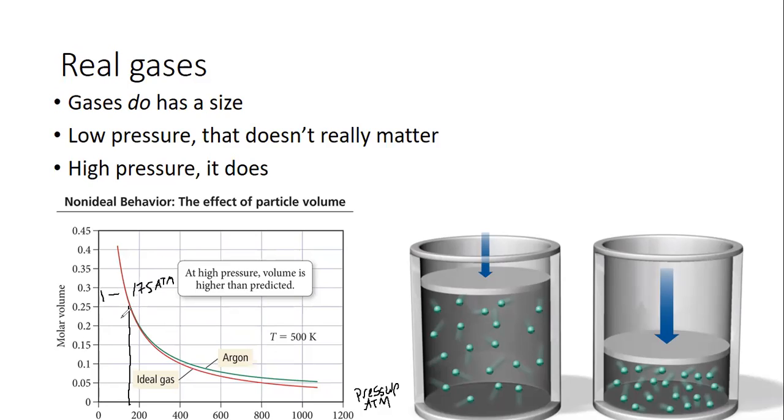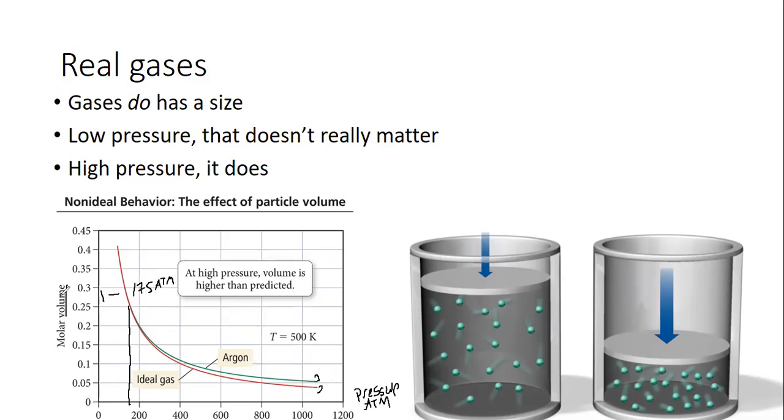However, as you get to higher and higher pressures, gases actually having a size matters now. And so what happens at higher pressures is that you do see a difference. On the y-axis, we have volume. So pressure and volume between ideal gases and real gases start to differ at very high pressures. And so we have different terms to deal with that.